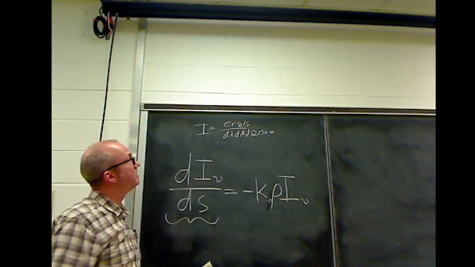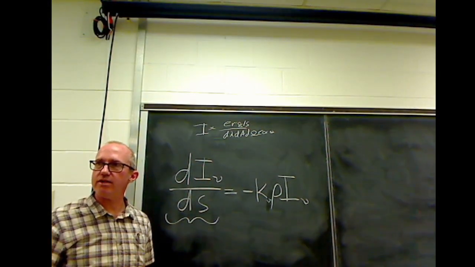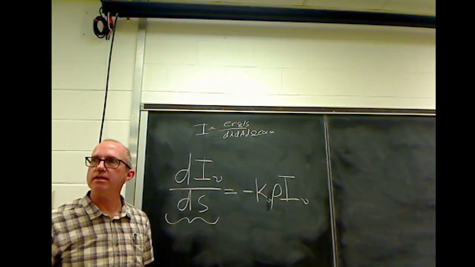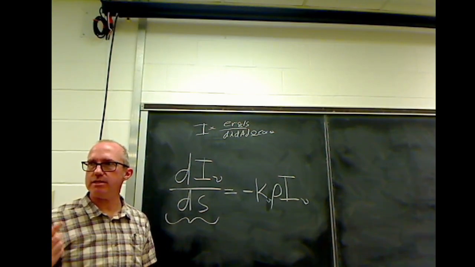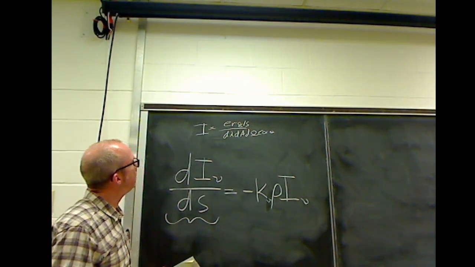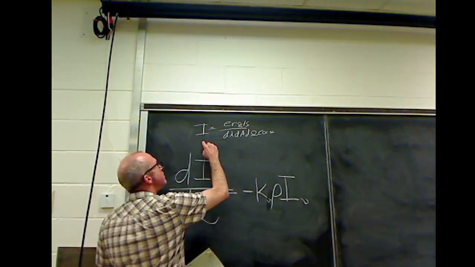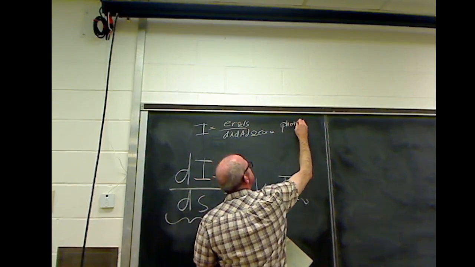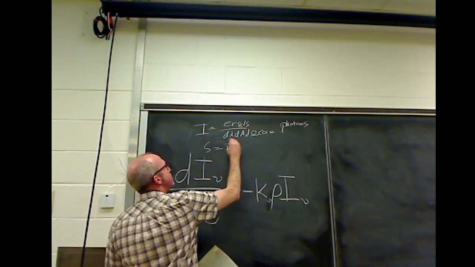So what's the difference between steradian and solid angle? That's the same thing. A solid angle is like the difference between angle and degrees. The angle is the thing, and the degree is the unit. Steradian is the unit. That's a good question, Nate. So what does this say? So this is photons. S is path length.